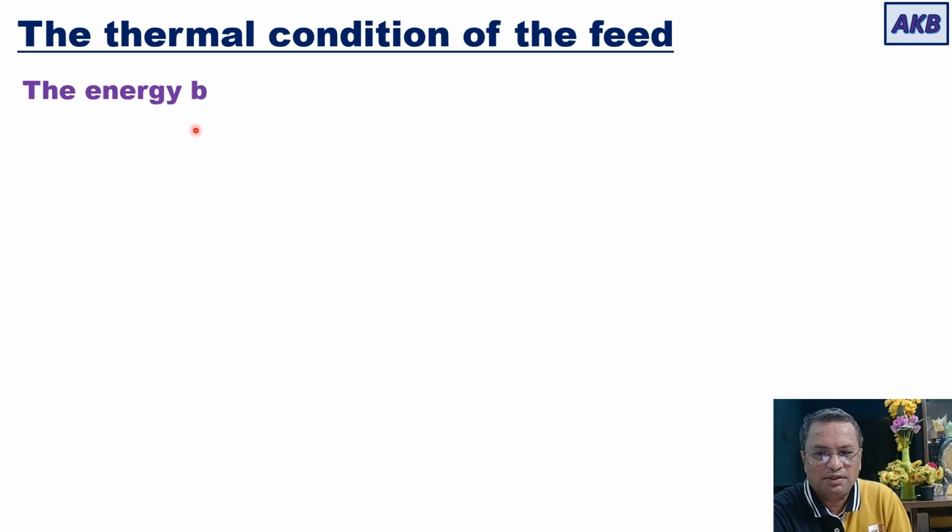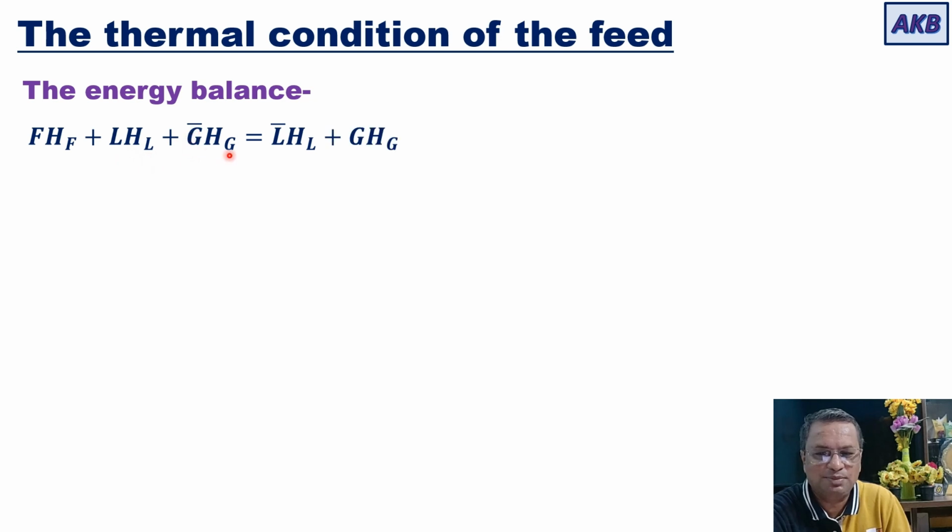Okay, so energy balance, we will continue with the energy balance that was written previously. So that was F HF plus L HL plus G bar Hg plus L bar HL plus G Hg. You must have noticed now enthalpy of liquid will be HL throughout the equation and enthalpy of the vapor will be Hg throughout the equation. And of course, enthalpy of the feed will be HF. It will be different from the enthalpy of the liquid and enthalpy of the vapor. Okay, so let us move ahead.